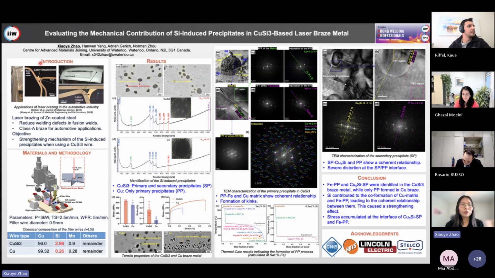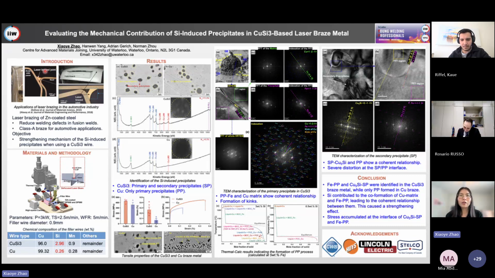First, an introduction to laser brazing. As you may know, advanced high strength steel has been used in the automotive industry, and zinc coating is used to protect the steel from corrosion. But we have some challenges for the fusion welding of zinc-coated steel, because the low melting and evaporating temperature of zinc can cause surface imperfections in fusion welds, such as surface spatters, pores, and zinc burn-off.